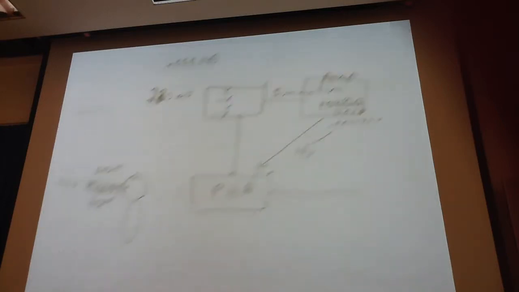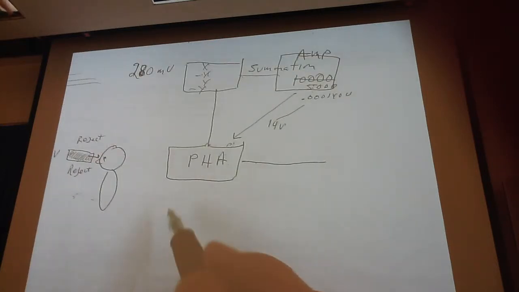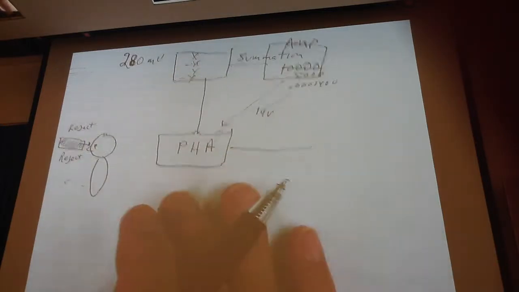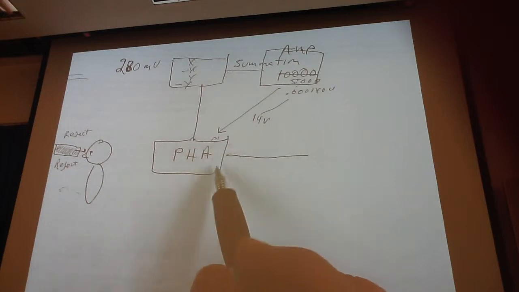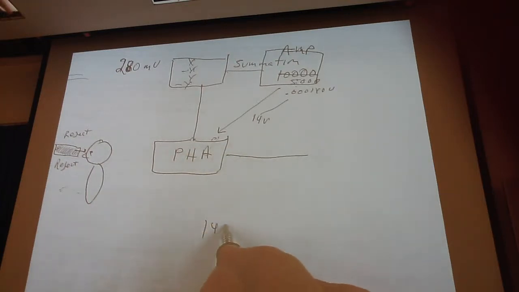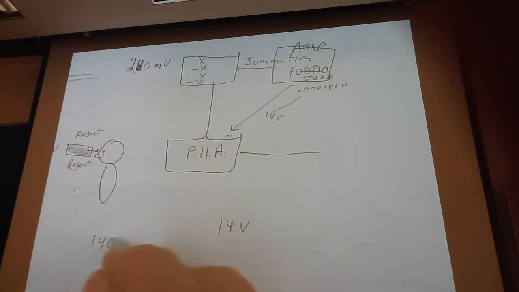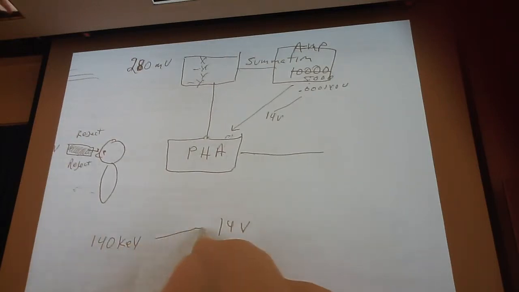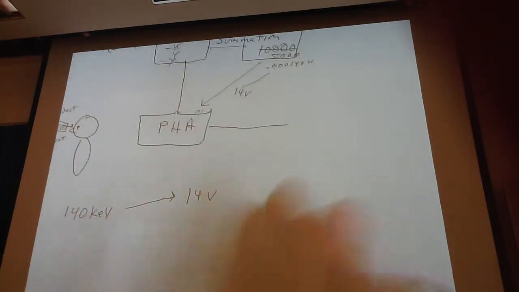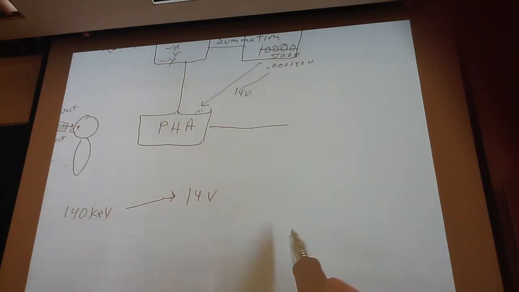Now, the thing is, you also put a window on there, right? Of 20%. Now what we're doing is allowing, before we said we had 14 volts here, so 140 keV is converted to 14 volts. If I have a 20% window, what voltages would I allow, or what energies would I allow to come in?